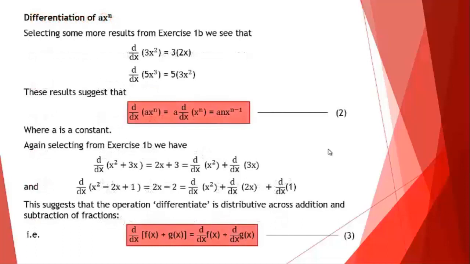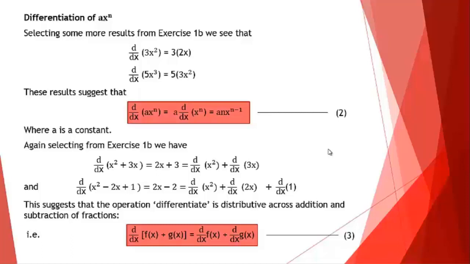So the next rule is differentiation of ax to the power n. Selecting some more results from exercise 1b, we see that derivative of 3x squared with respect to x gives us 3 times 2x. So we multiply by the power and then we subtract 1 from the power, which would give us 3 times 2x. Similarly, we get 5 times 3x squared for the derivation of 5x cubed with respect to x.